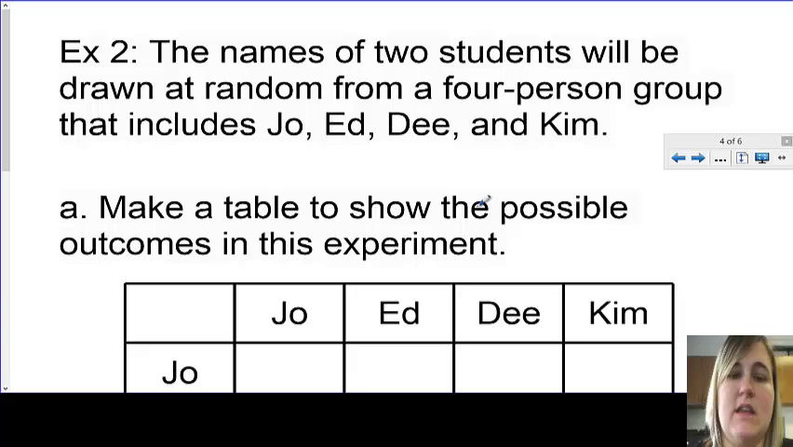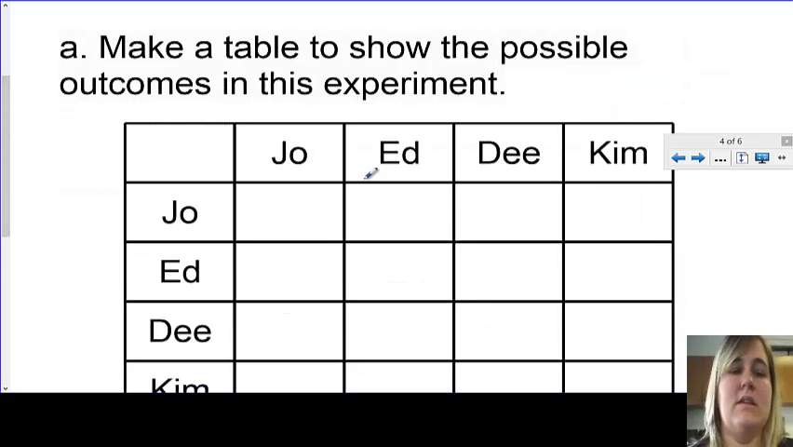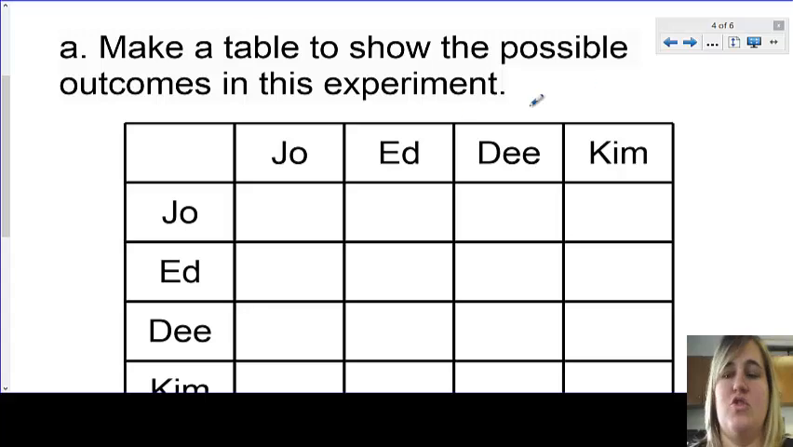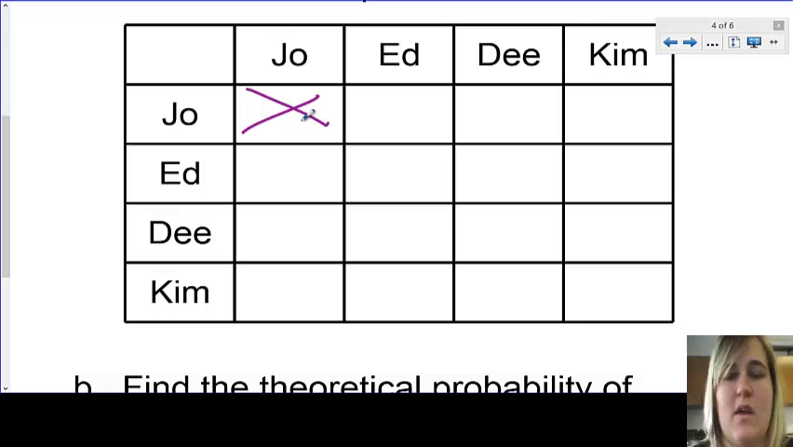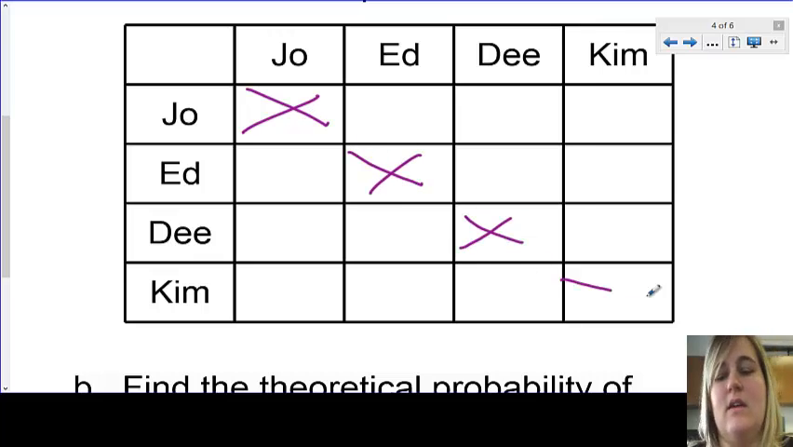Example 2 says the names of 2 students will be drawn at random from a 4-person group that includes Joe, Ed, Dee, and Kim. So on A, it says to make a table to show the possible outcomes in this experiment. So we're trying to put them in groups of 2, or in pairs. The first one would be if I had Joe and Joe. Well, I can't have Joe and Joe in the same group because Joe can't be in one group twice. Same with Ed and Ed, Dee and Dee, Kim and Kim.